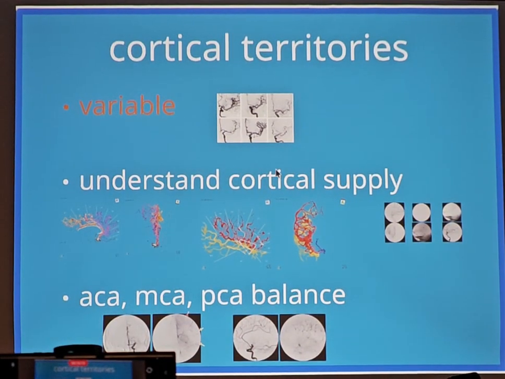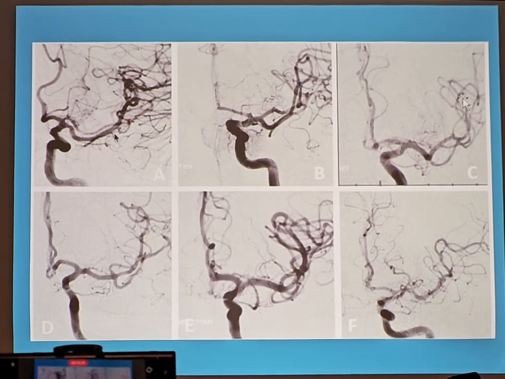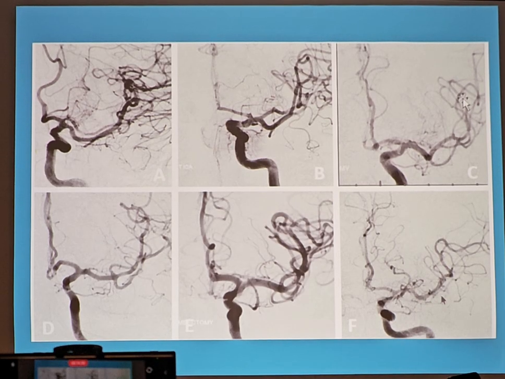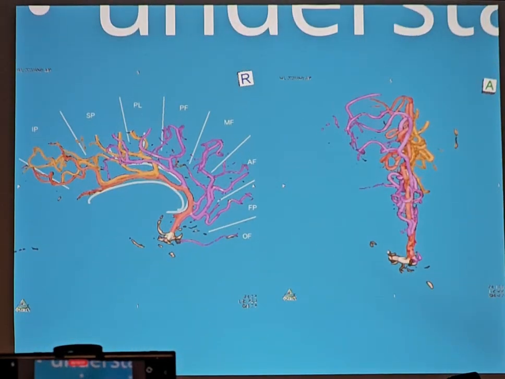A little bit about cortical territories, so they are highly variable. So you can see we can have accessory vessels, we can have early bifurcation, we can have almost no bifurcation, trifurcation, all these variations are possible. No bifurcation or separation of the vessels at all. How do we make sense of this?